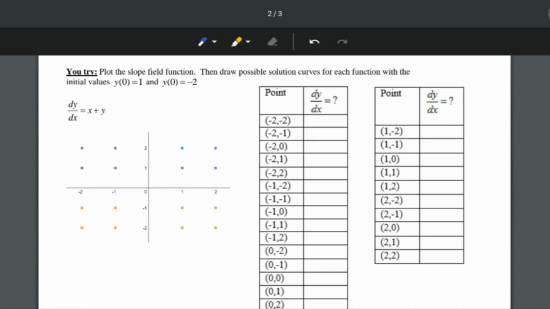Hopefully the differential equation here is a little bit easier. You're only adding the x's and the y's, so you could do most of the math mentally. All you do is add your numbers in your head. For this first one, -2 and -2, you get -4. So take a minute to do that. Give it a try. Pause it, and then we'll check our answers in a moment.